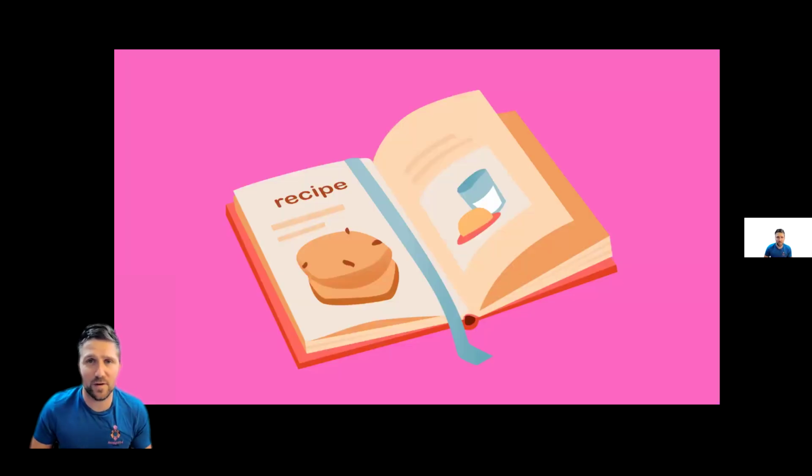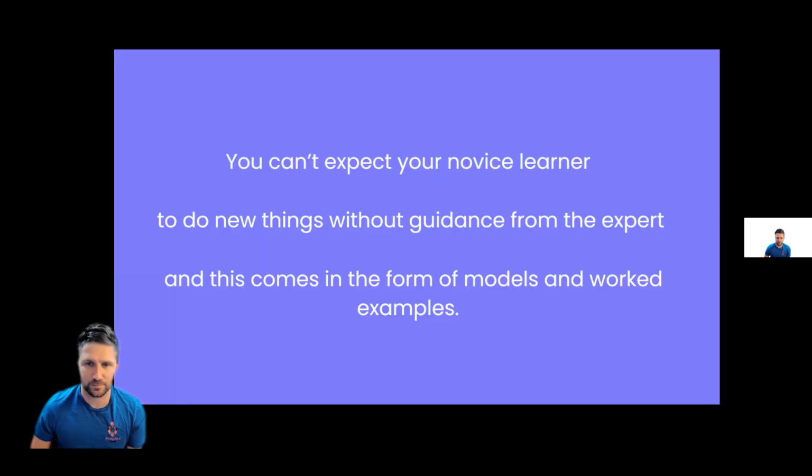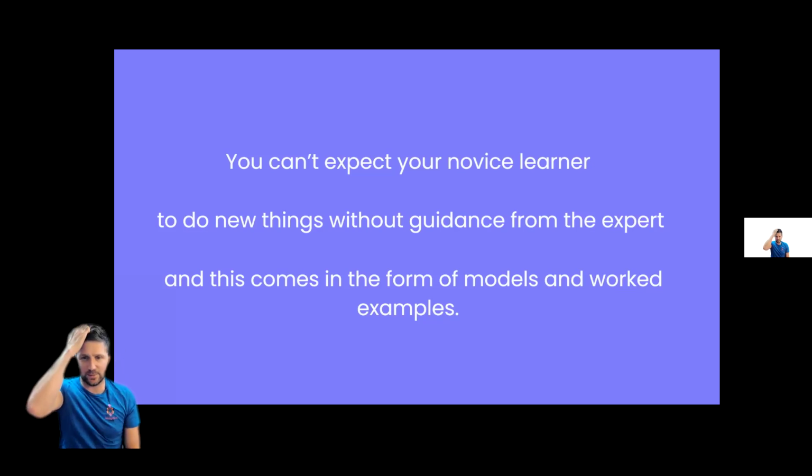But when I'm first making this recipe for the first time, I have to very clearly follow that recipe because it is new information to me that I am trying to learn by observing the expert: the video, the recipe book, watching my mum or dad cook, for example. So the key thing to think here is you can't expect your novice learner, the student, to do things without guidance from you as the expert.